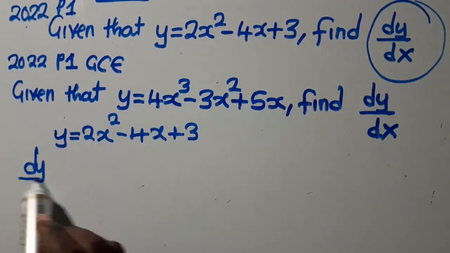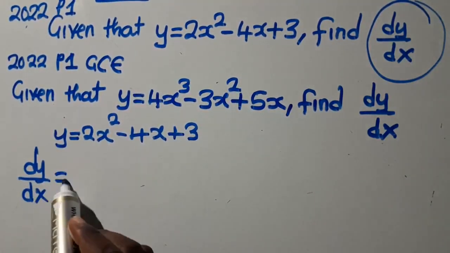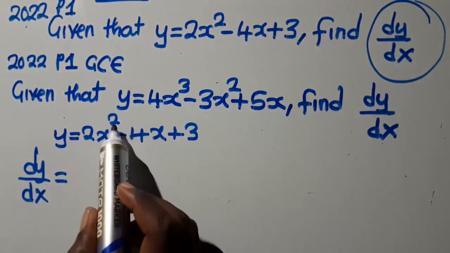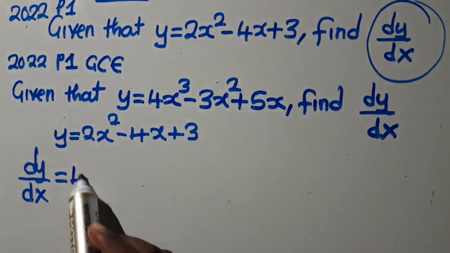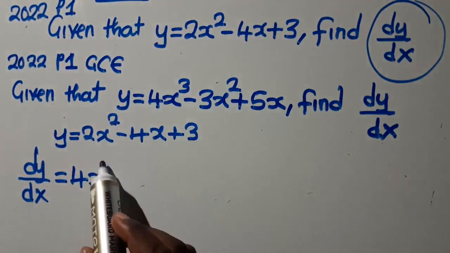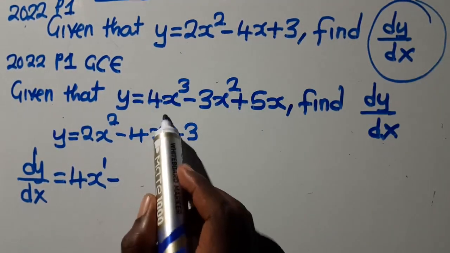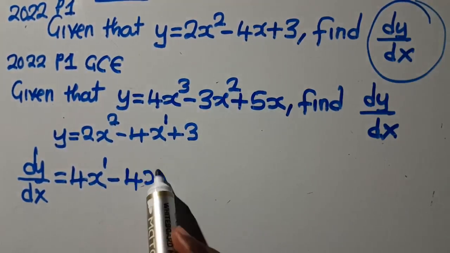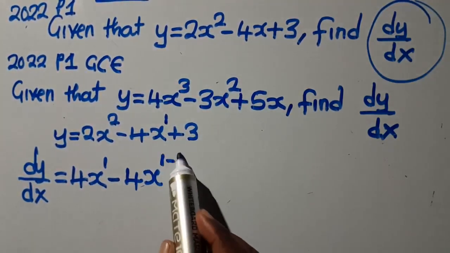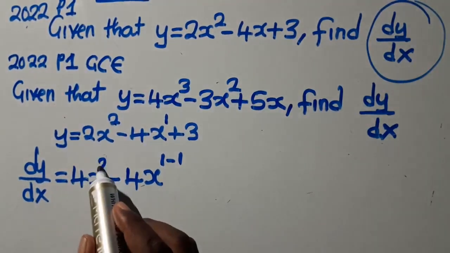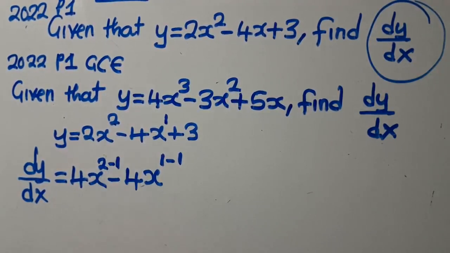So dy dx is equal to, if you've been following me, I believe you know what happens. You multiply 2 times 2, that is 4x, then power 1 there. Minus, here there is power 1, 1 times 4, that is 4. X has a power of 1, then you say minus 1. There is a 2, then you say minus 1. We always subtract 1 from the power.